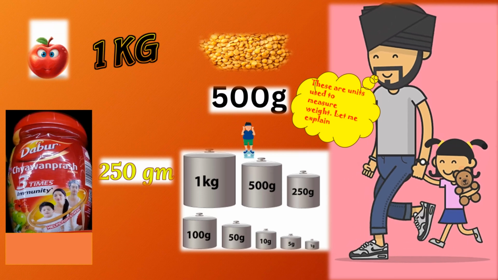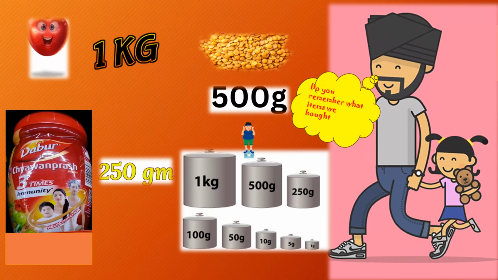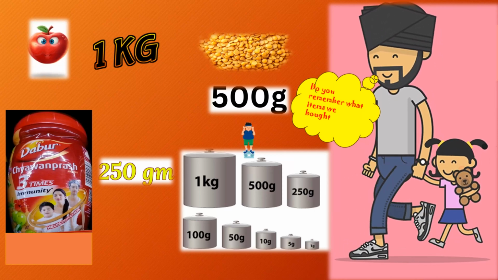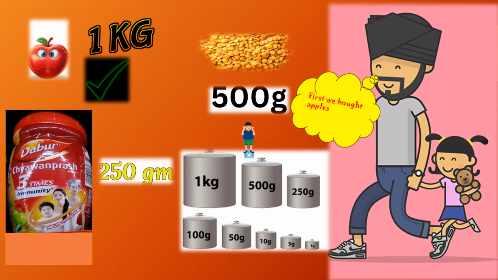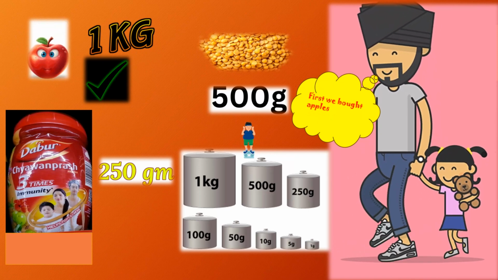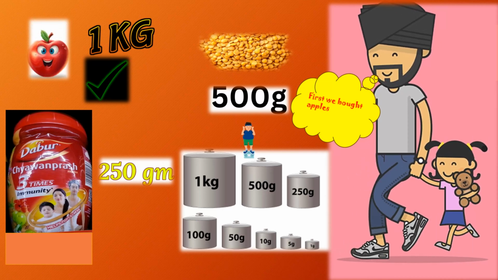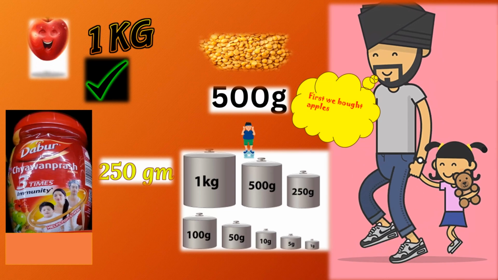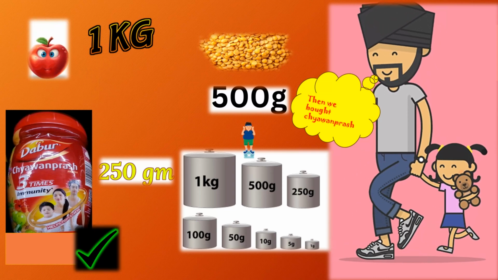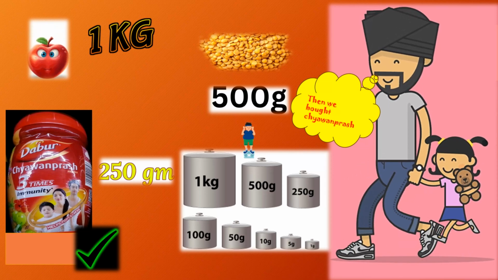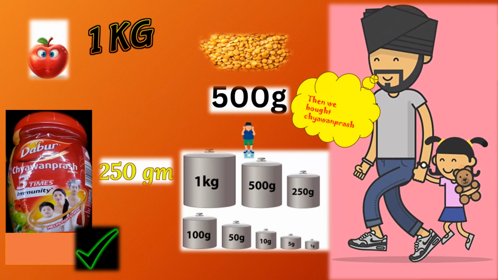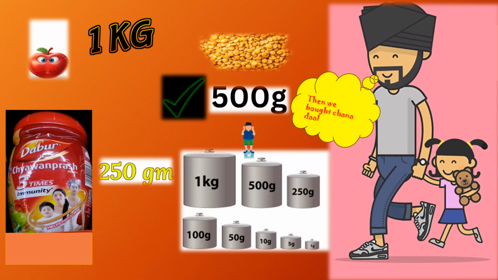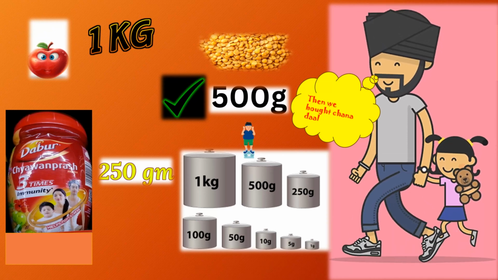Tina, do you remember what item we bought? Do you remember the first item? Yes, it's apple. Now here is the picture of apple, you can see how many kg? 1 kg. Do you remember the next item we bought? Yes, you can see the picture here. It's Chyawanprash. And how much gram is given here? 250 gram. Okay. Now what is the next thing we brought, Tina? Do you remember? It's chana dal. Now you can see the picture of chana dal and it's given as 500 gram.